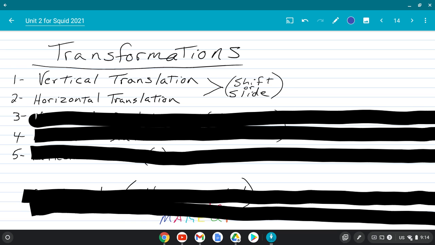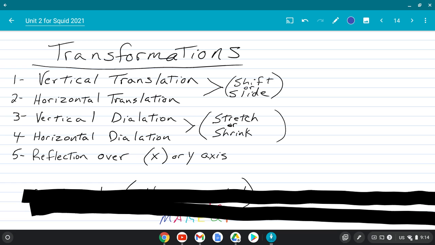So here are the 5 transformations that we're going to deal with. Now, I say 5, I just said 3, but really all we're going to worry about is whether it's happening horizontally or vertically. You'll notice that the top 2 here, a vertical translation and a horizontal translation, are just a shift or a slide. I could translate each one of you around the room just by moving your desk, right? It's just a slide.